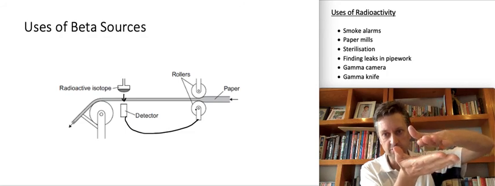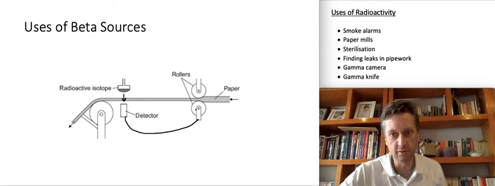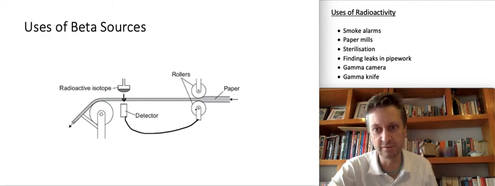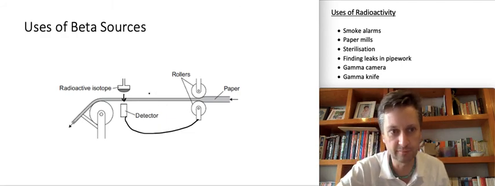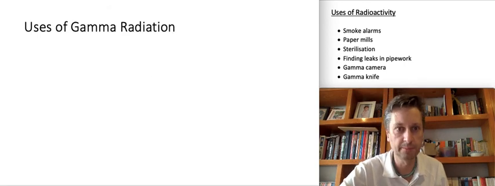So the rollers are constantly moving closer together, further apart, closer together, further apart. It's a nice example of something called a negative feedback mechanism in electronics. Okay, hope that made sense. That's a beta source, paper mills.